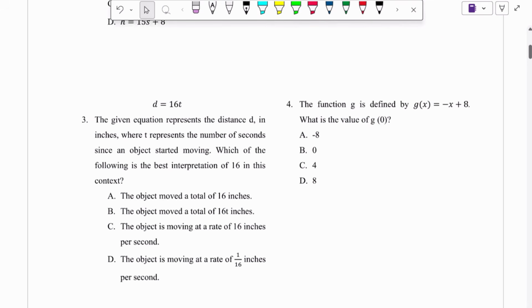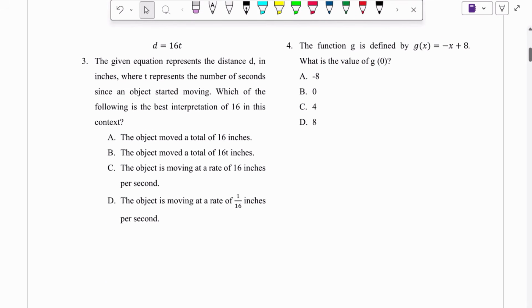Moving on, take a look here at number 3. Again, we're translating here. D is equal to 16t, where D is the distance and t represents the number of seconds. Which of the following is the best interpretation of 16 in this context? Okay, well, D stands for inches. So what does the 16t stand for? Well, if I had 1 second, that means it would have moved 16 inches.